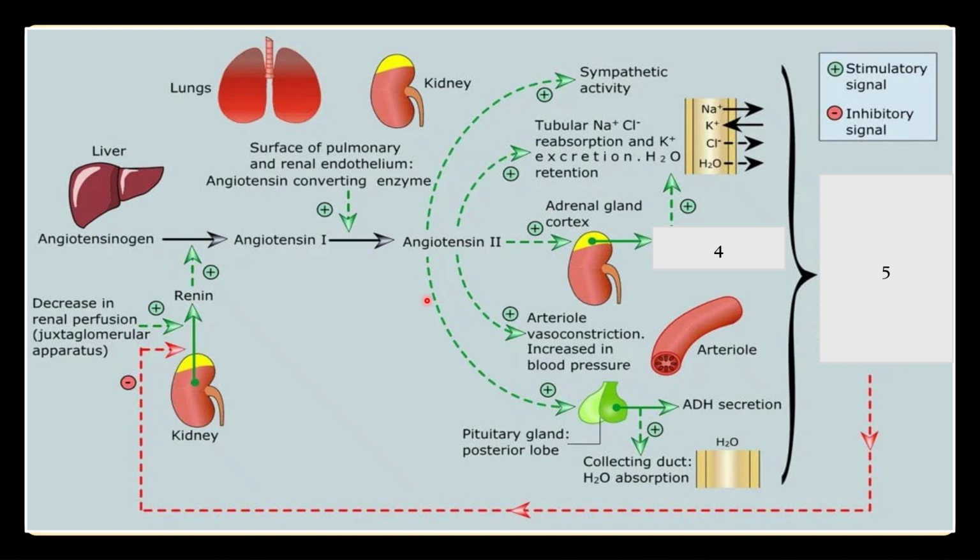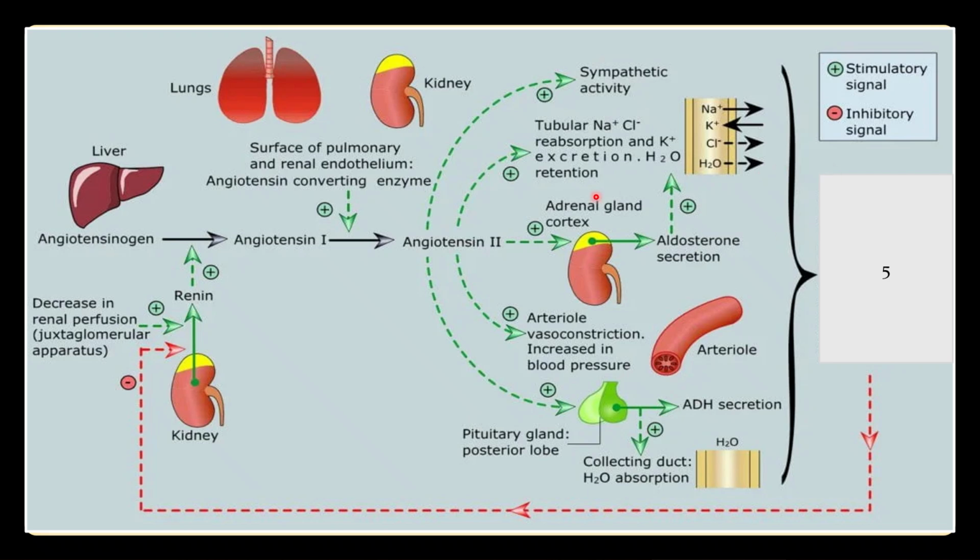This angiotensin 2 now acts upon the adrenal cortex and produces aldosterone. Thus aldosterone is produced in the adrenal cortex. So forget about all the other actions of angiotensin 2. We will concentrate only on aldosterone. From this slide it is clearly evident what the function of aldosterone is. Aldosterone leads to tubular sodium and chloride reabsorption and potassium excretion, and it also causes water retention.